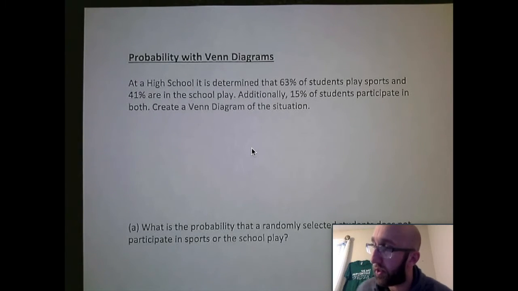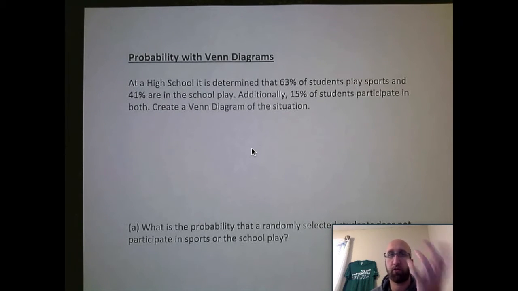At a high school, it is determined that 63% of students play sports and 41% are in the school play. Additionally, 15% of students participate in both. Create a Venn diagram of the situation. The way you're going to look at this is there are two topics brought up here. They talk about sports and they talk about the school play.